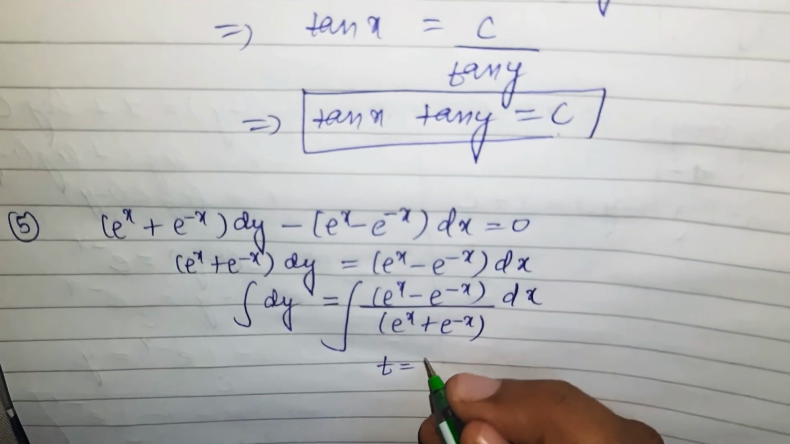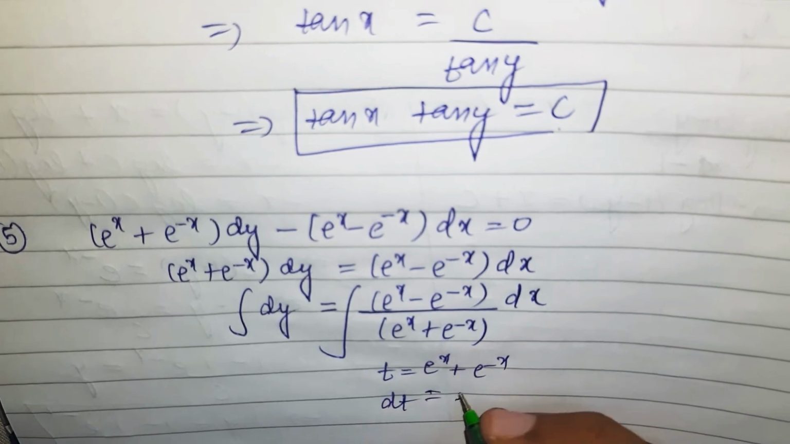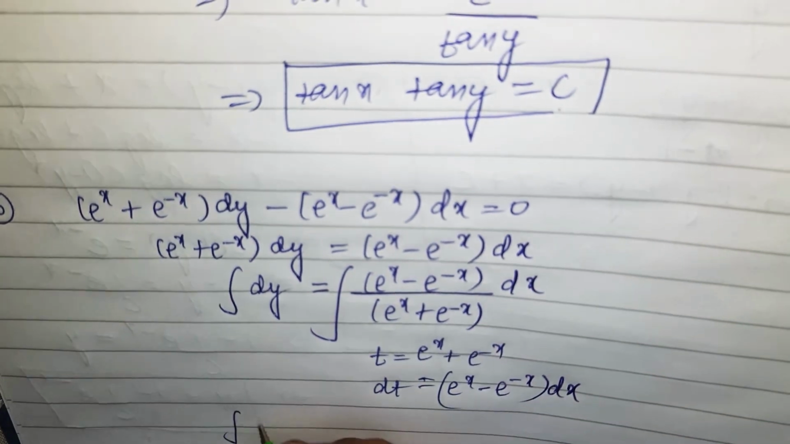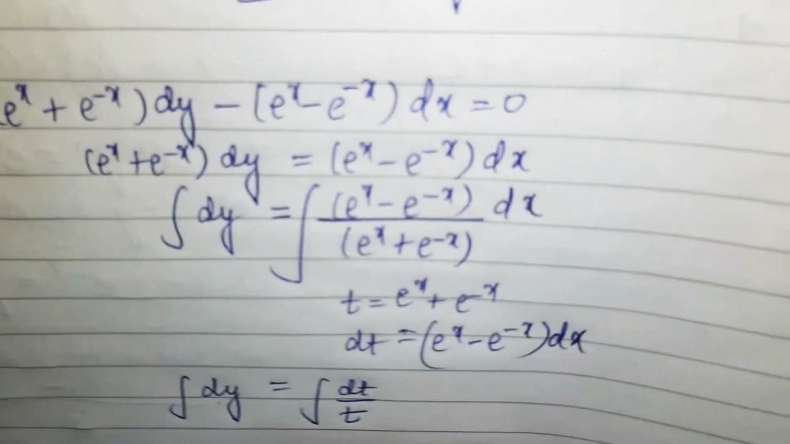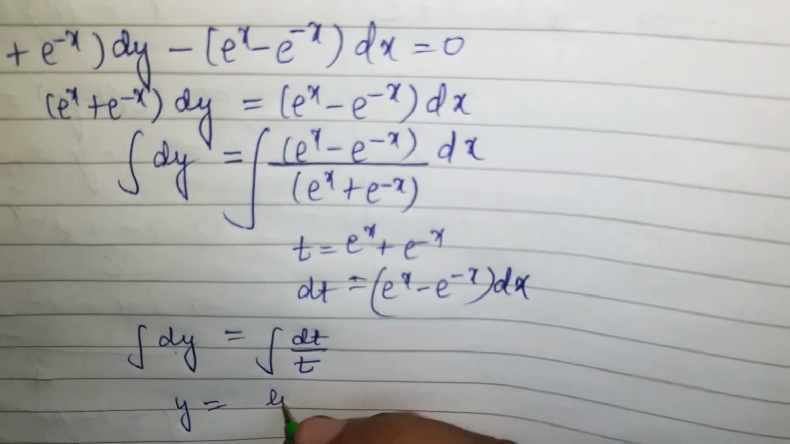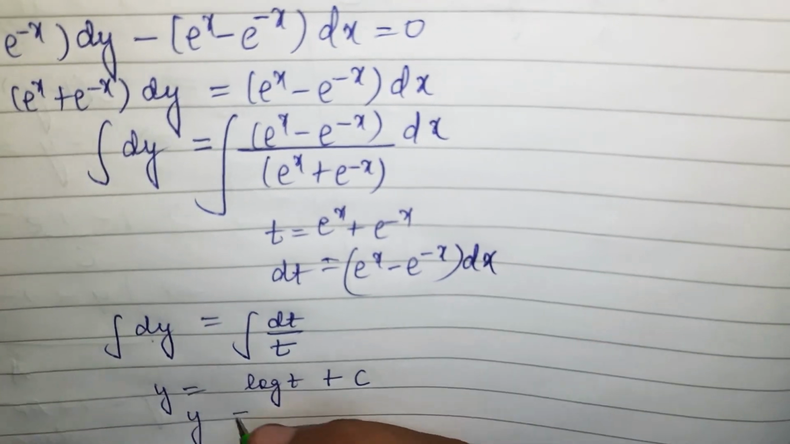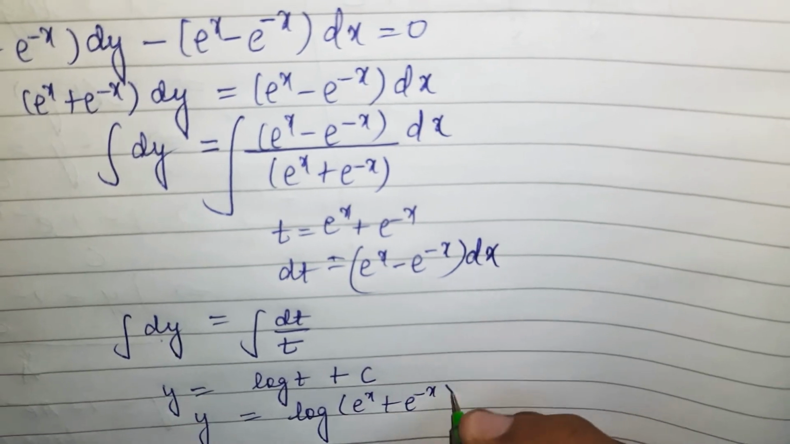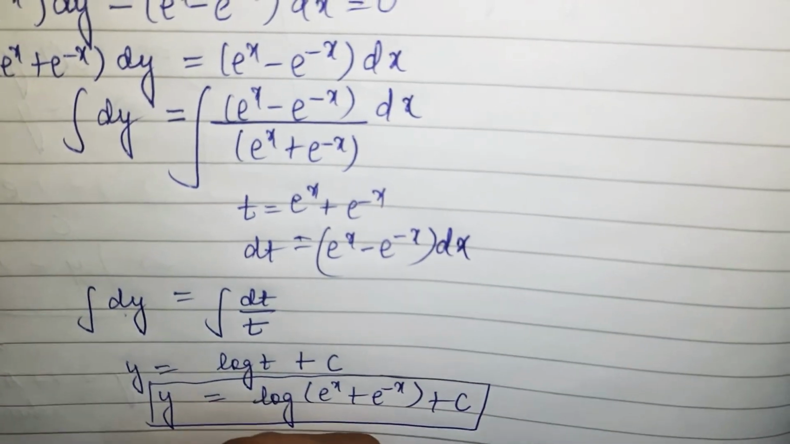This will become t equals e^x + e^(-x), so dt will be (e^x - e^(-x)) dx. So this is dy and this is dt upon t. If I talk about the integration, it will become y equals log t plus log c, and the value of t is e^x + e^(-x), plus c. So this will become your final solution.